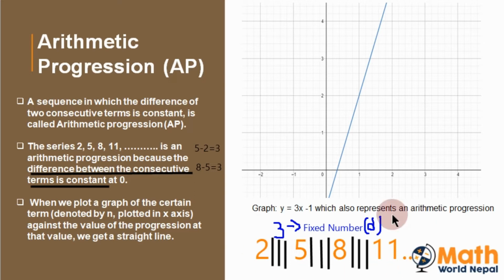So in the given series 2, 5, 8, 11, 5 is obtained by adding a fixed number 3 to 2. Similarly, 8 is obtained by adding the fixed number 3 to 5. So the sequence 2, 5, 8, 11 is an arithmetic progression. In an arithmetic progression, the difference between consecutive terms is also constant. So the difference between 5 and 2 is equal to 3. Similarly, the difference between 8 and 5 is also equal to 3.